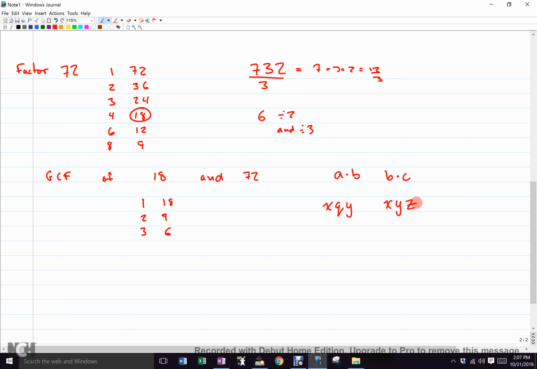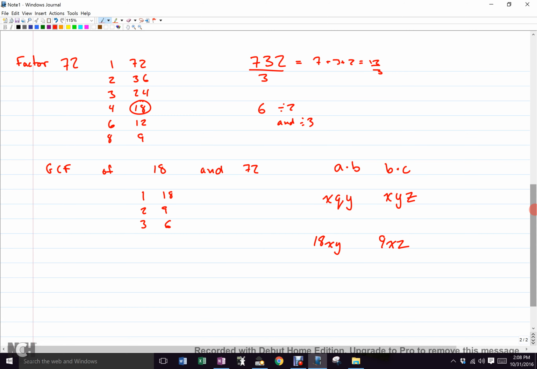Yeah? Okay, now I'm going to add one more layer to it. What if I had 18XY and 9XZ? What are the common factors? 9 and X. Is everybody still cool? Yeah? Everyone still good? Okay.